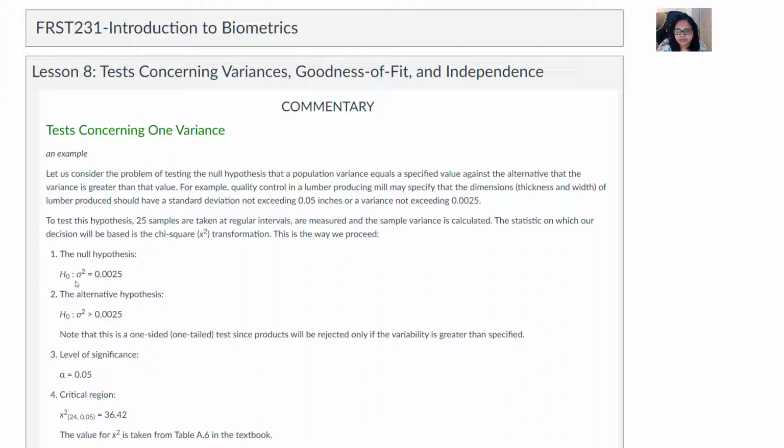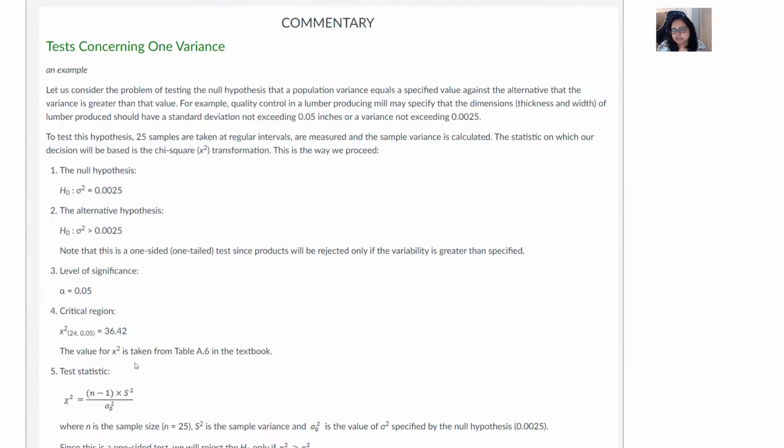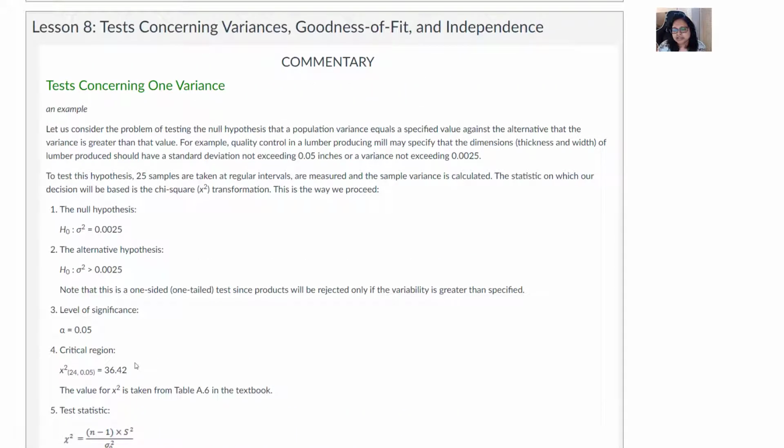And then maybe we would have two populations, and we would try to see which group's variability is higher than the other, or maybe they are the same. That's the kind of test we would like to perform. So first of all, I'm going to talk about how we can test one variance.